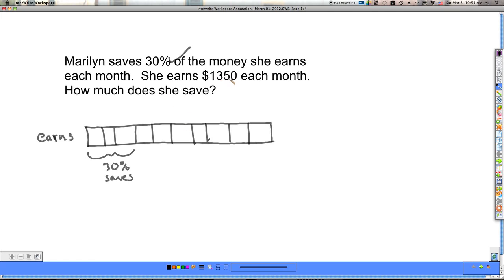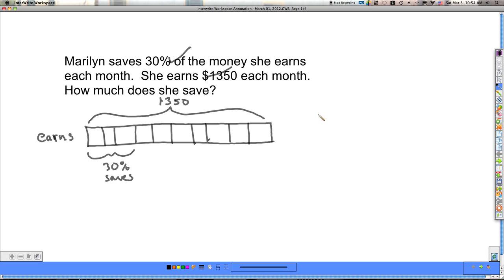She earns $1,350 each month. Earns is the whole thing. So what she earns is $1,350, and we've got that in our bar model. And now, how much does she save? That means we know the percent, but we want to find the amount.